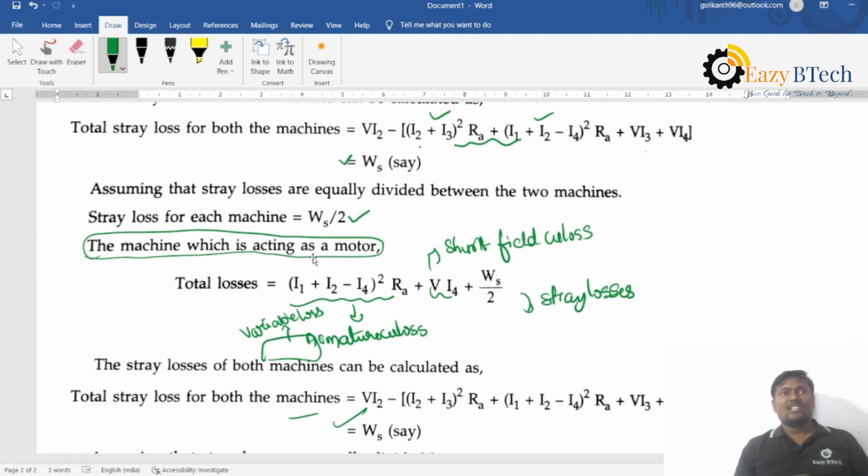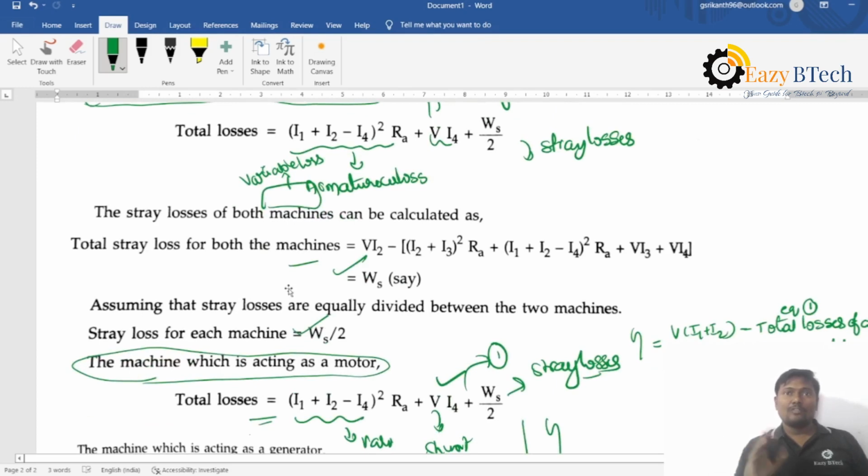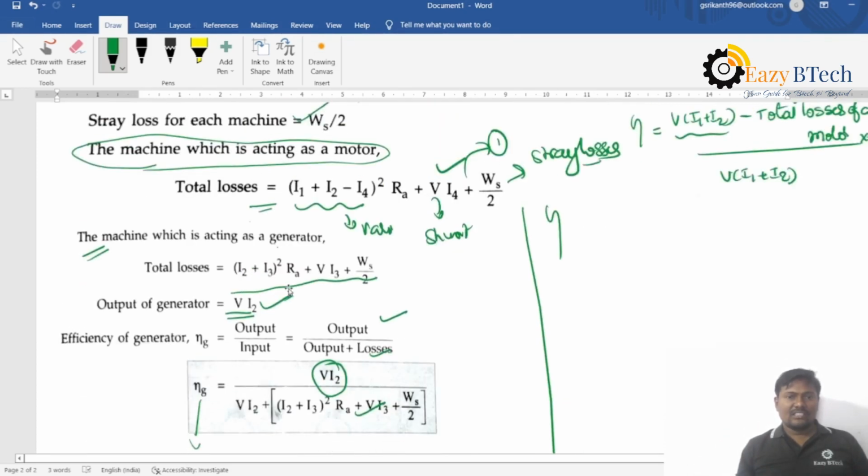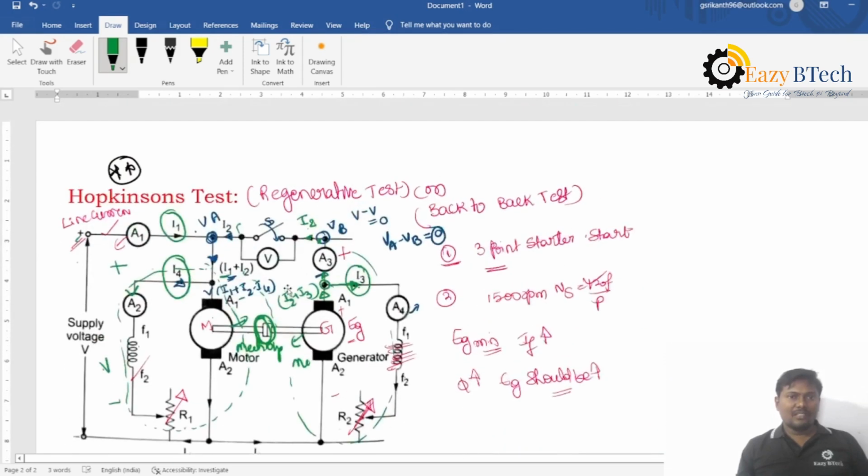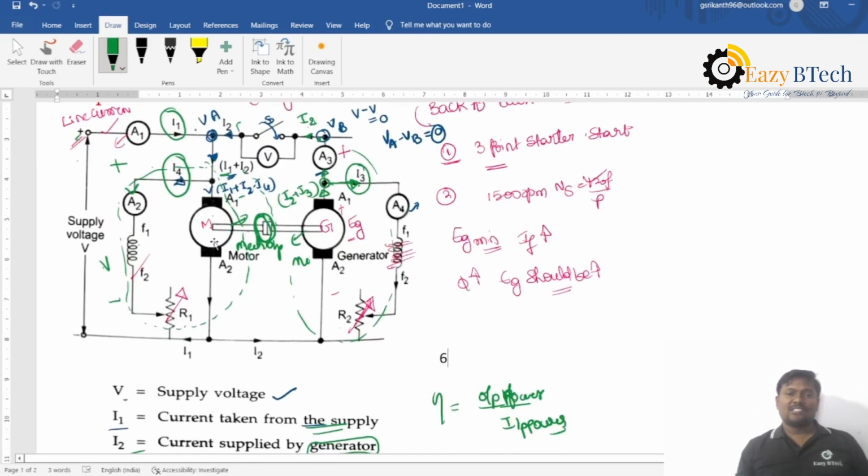If it is a motor, efficiency is input power minus losses divided by input power. If it is a generator, output power divided by output power plus losses. So that is the value. The output power is V into I2. This V into I2 should be equal to the input of the motor. That's why the power drawn from the supply I can take as V into I2. This test is also called a back-to-back test. Thank you.